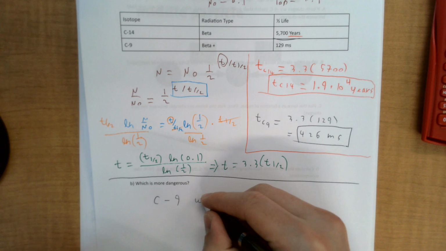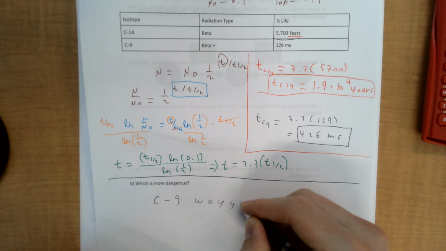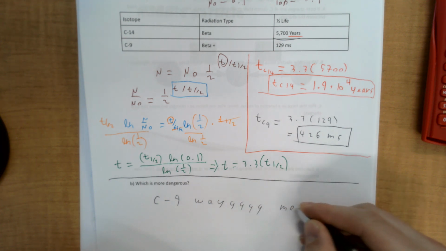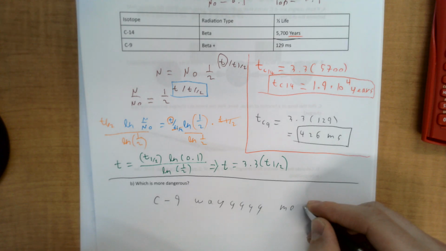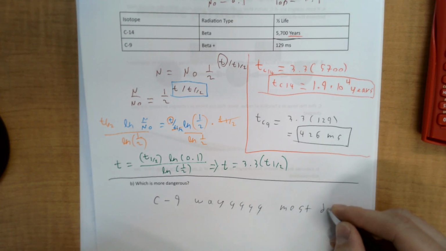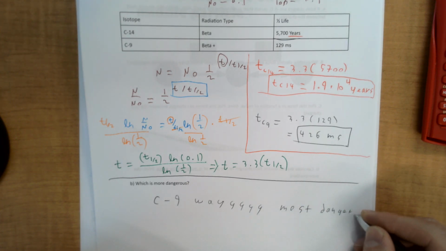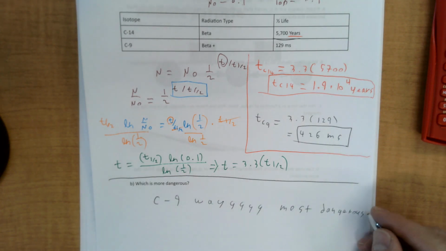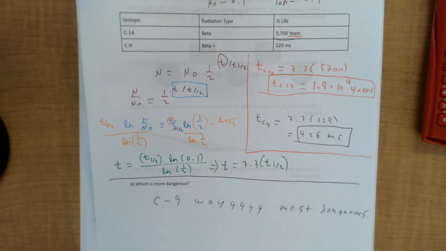Carbon-9, let's go pure wrong English here: most dangerous. Don't be near it. Just don't. It's also a beta plus emitter, and you guys know that's antimatter. You don't want that touching you. So yeah, there we go.